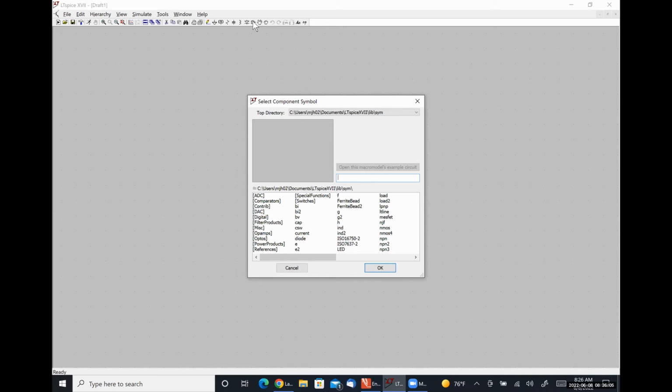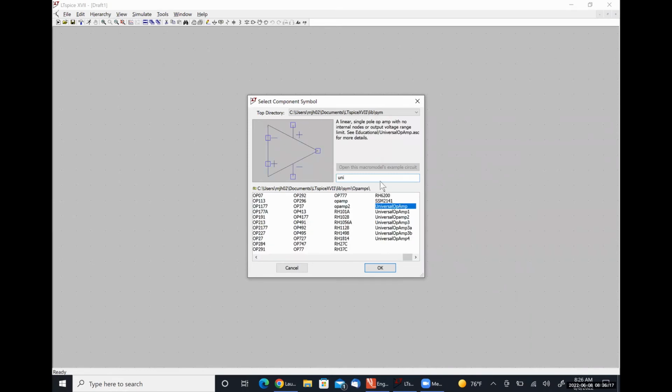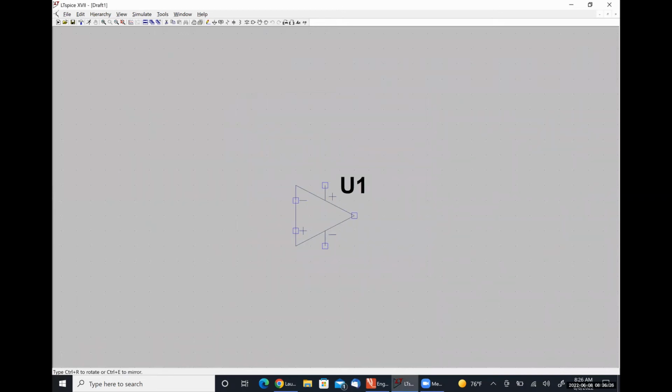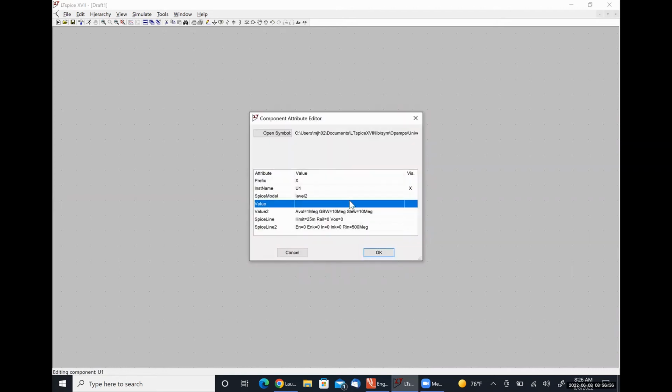So the op amp that I am going to use, and this is what I suggest you use for all simulations for op amps that we're going to do in this class, is what's called universal op amp 2. So I'm going to place this op amp here in the middle of my screen. And I'm going to right click on this op amp just to talk about a few things here.